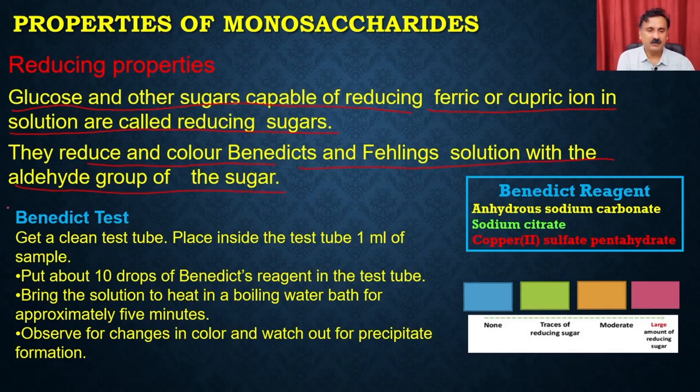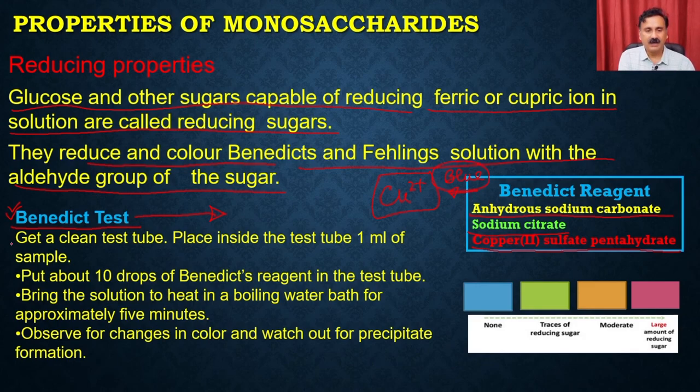So, what is the Benedict test? If you want to know whether the sugar is reducing or non-reducing, you can do a Benedict test. The Benedict test is a very simple test where you take the Benedict reagent. What is the Benedict reagent? It is a combination of anhydrous sodium carbonate, sodium citrate, and copper 2 sulfate pentahydrate, which means it has copper 2 plus. This is a blue colored reagent. So, if you don't have a sugar, it is going to give you the blue colored reagent.